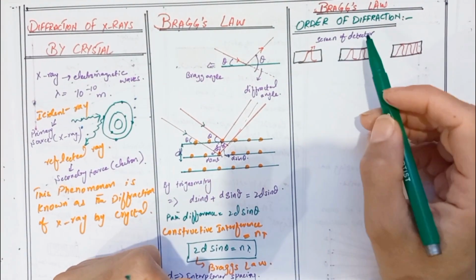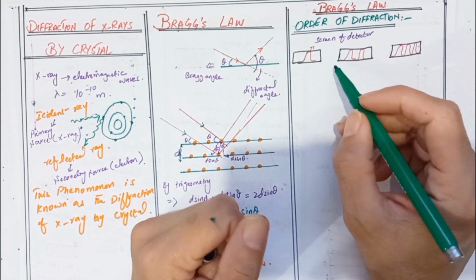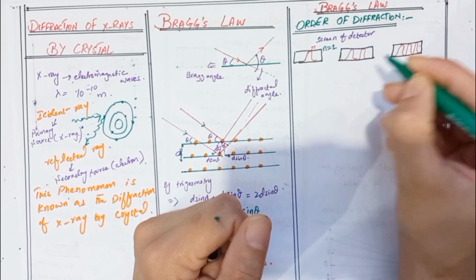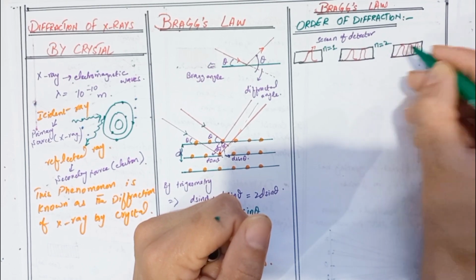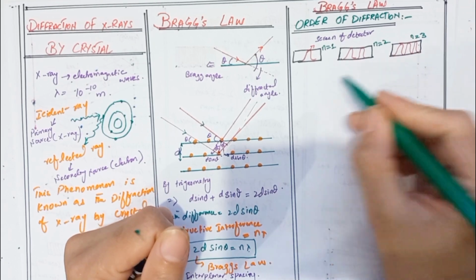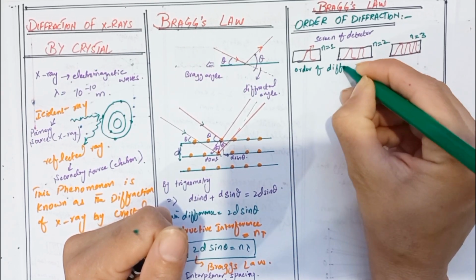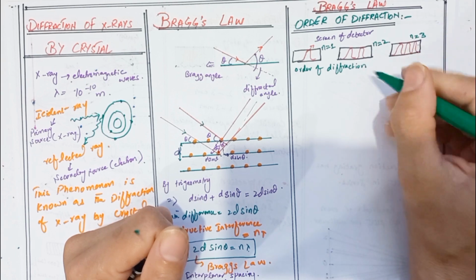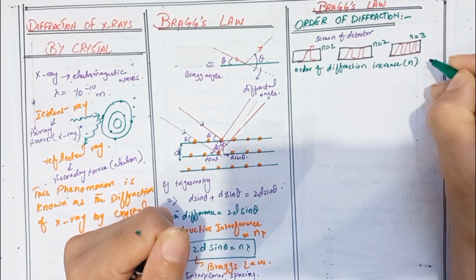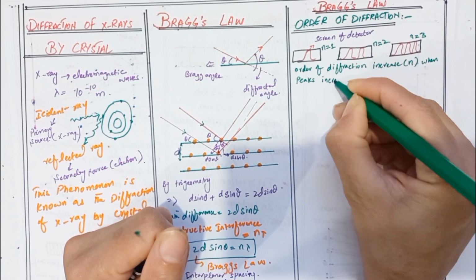Now we discuss what the order of diffraction is. Here we show the screen of the detector. On the screen of the detector, if we see one peak, it means the order of diffraction is 1. If we see two peaks, the order of diffraction is 2. If we see three peaks on the screen, the order of diffraction is 3. The order of diffraction n increases when the peaks increase.